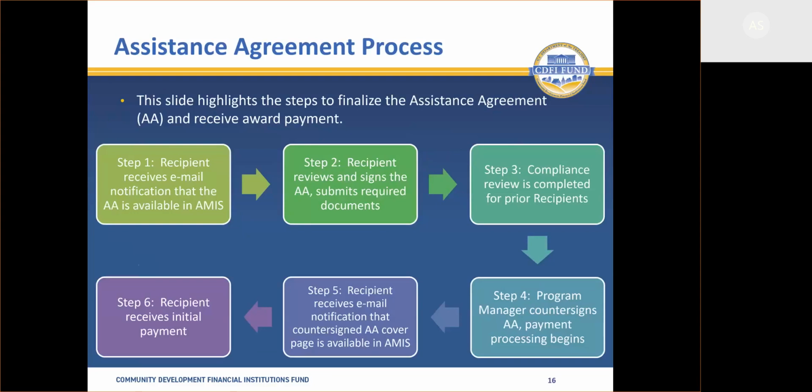We complete a compliance review for any prior award recipients. From our compliance department, it comes back to our CDSI NACA team. The program manager will countersign the assistance agreement, executing it. Then the payment process will begin. Step 5 is you will receive an email notification that this countersigned cover page is available in AMIS. And then I'll have to double check with my other teammates on the timing, but I think it's up to 2 weeks later you will receive the initial payment from the agreement. Next slide, please.